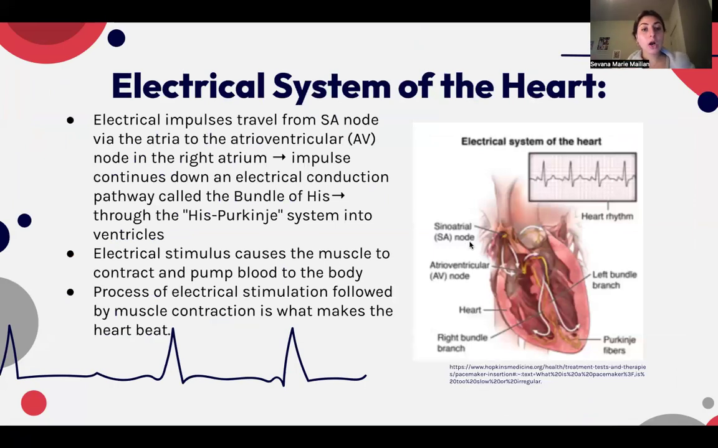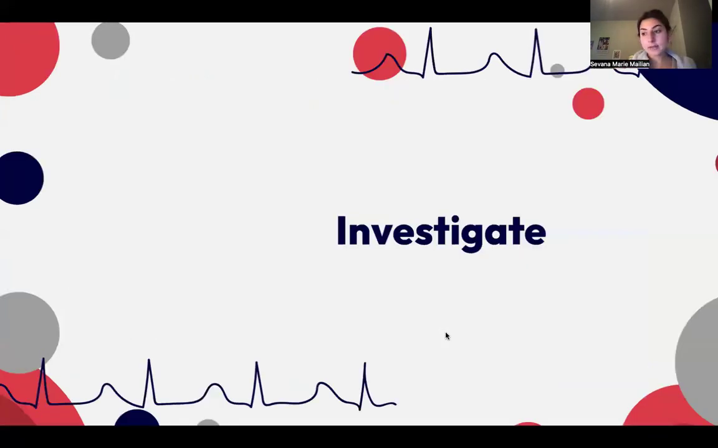The electrical system of the heart. So impulses travel from the SA node, which is your heart's natural pacemaker, into the right atrium, and the impulse continues down an electrical conduction pathway. These stimuli cause muscle to contract and pump blood to the body.